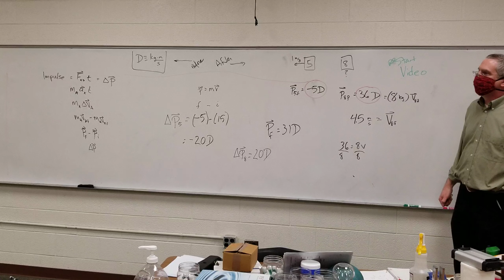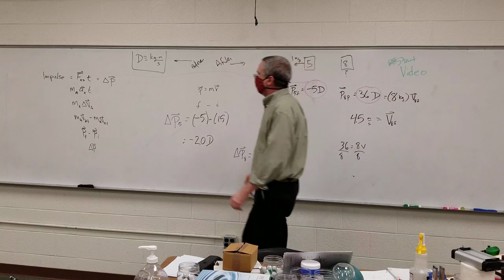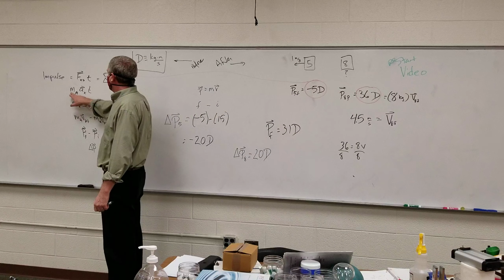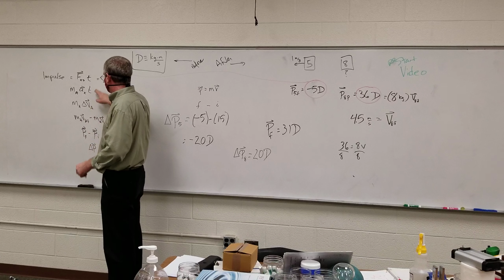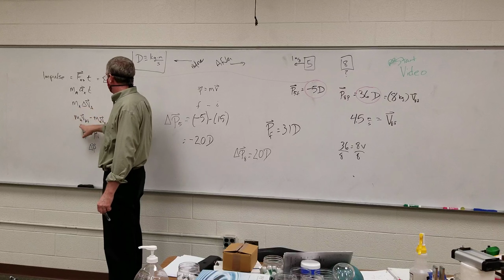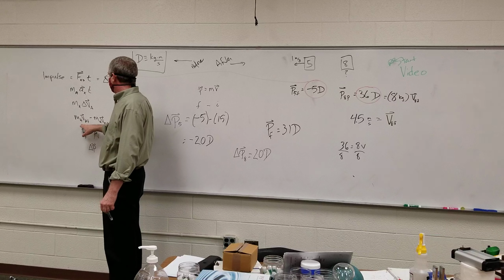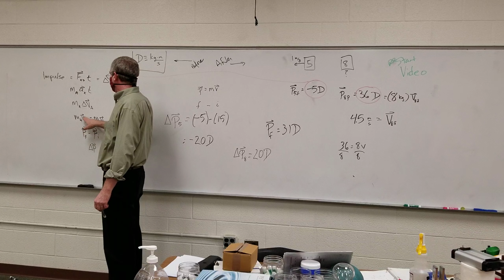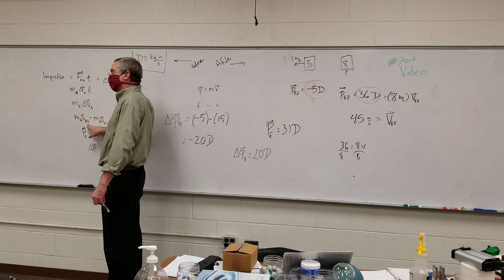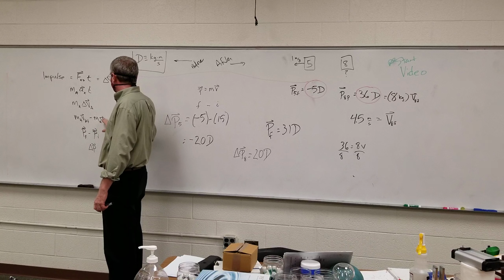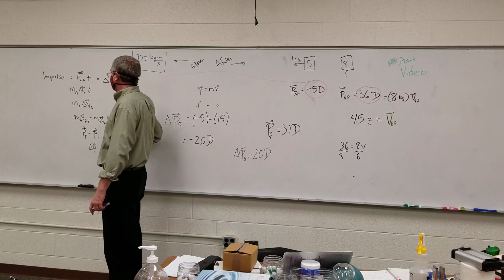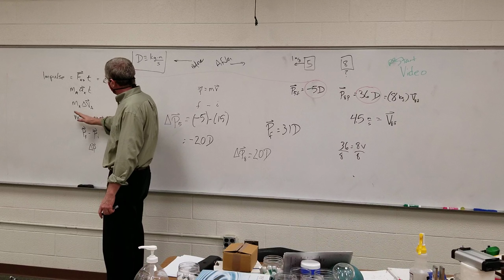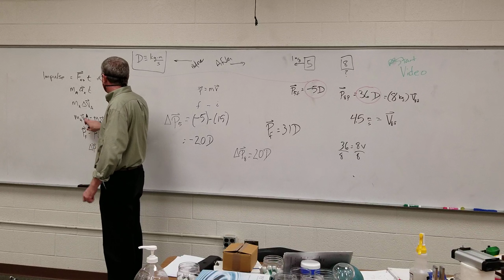It says m sub A, a sub A, acceleration of A times time. Third one, yes. For the velocity of A final, minus the mass of A times the velocity of A initial. Okay. We're really leaning back on those.